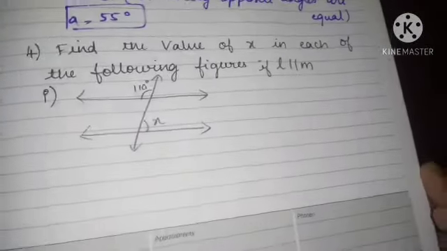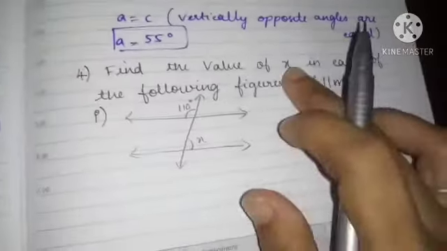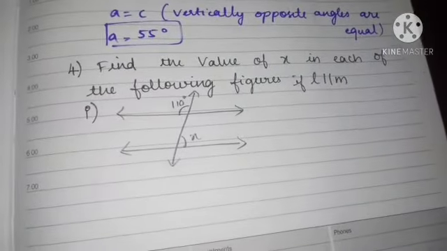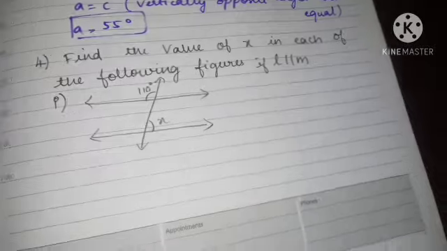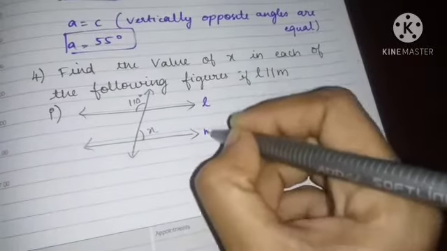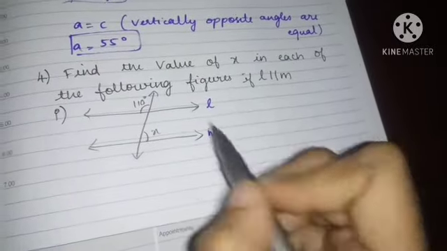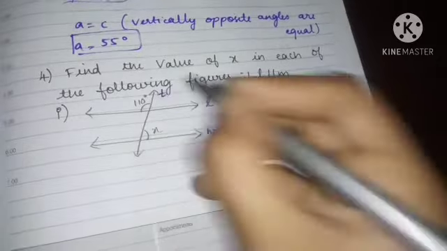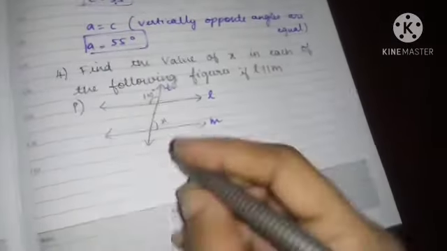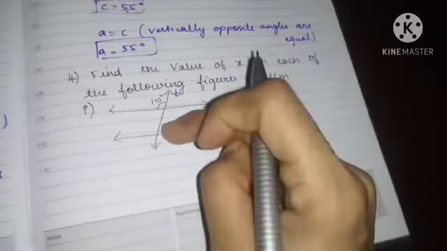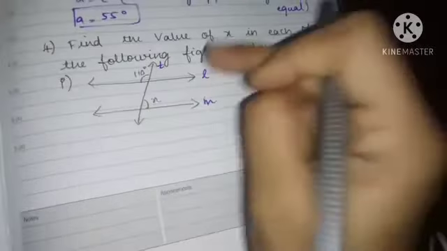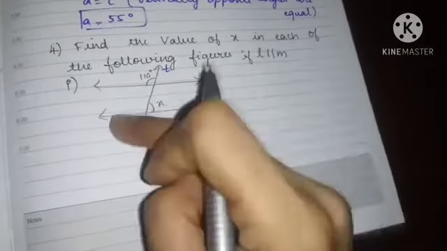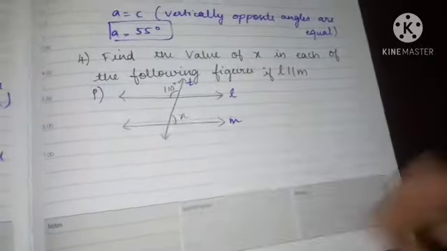Next is your fourth problem. Find the value of x in each of the following figures if L is parallel to M. See here, this is L and this is M. These two are parallel. So this T is a transversal. Okay. So we have to find the value of this x. We should find the value of x.